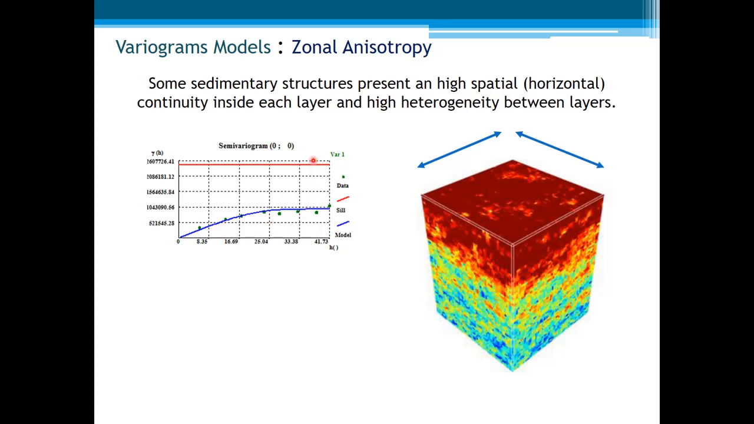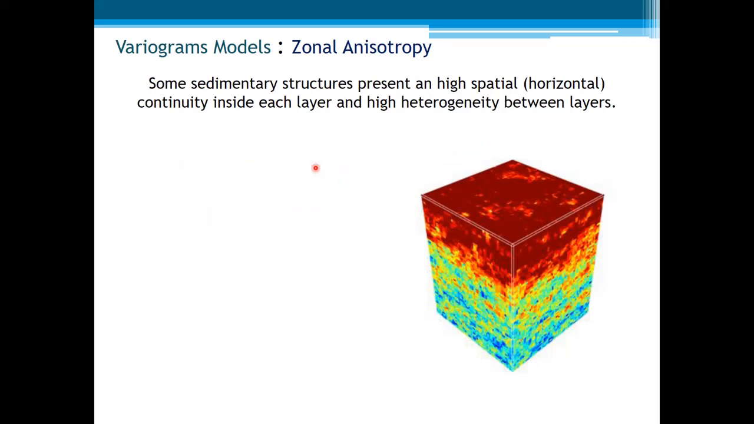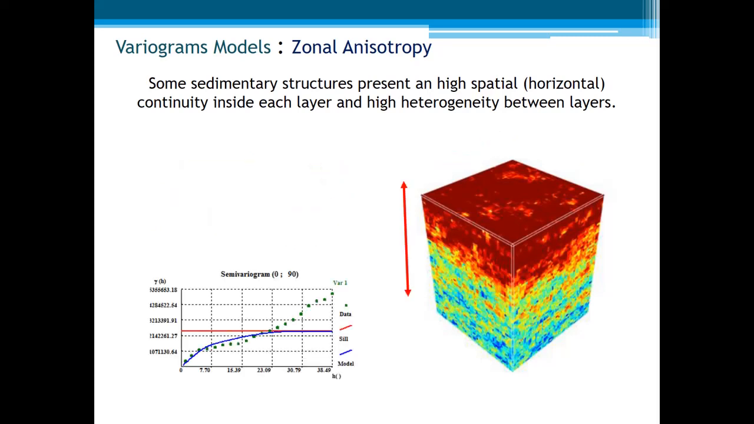As a consequence, the horizontal variograms do not reach the sill value. The vertical variogram, as it crosses all the layers, reaches the sill value here, equivalent to the maximum variability, the variance. This is what we call zonal anisotropy: very high homogeneity inside zones or layers in this case, and high heterogeneity between the layers.